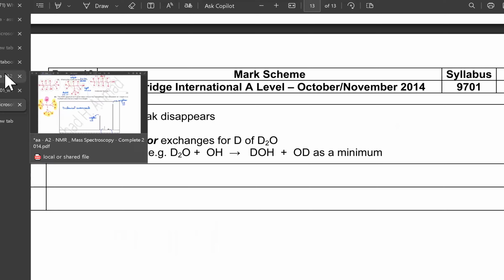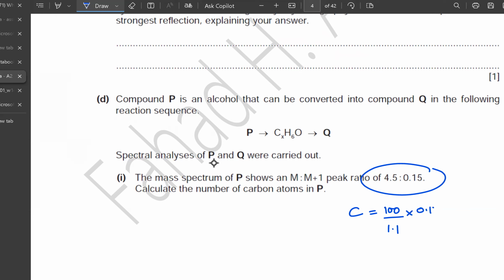As a first thing, M and M+1 ratio is given. So what we can do is we can figure out the number of carbon atoms, which is क्या होगा 100 over 1.1 into 0.15 M+1 divided by 4.5. ठीक है? What do we get?